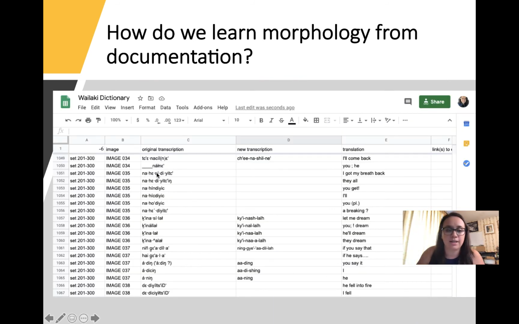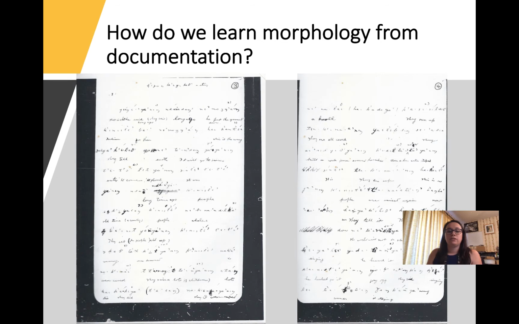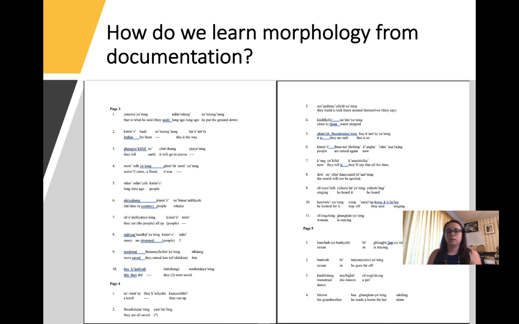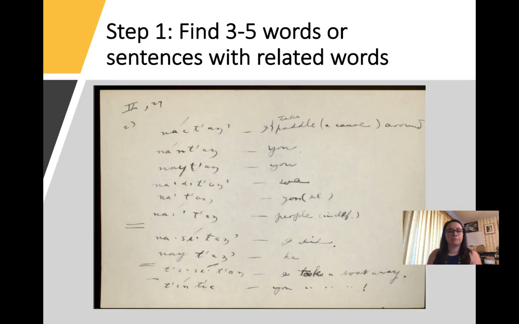Here you can see nahesi diich. I got my breath back from image 35 in the note card set, 201 through 300. There are about 400 note cards that we have to work with. Handwritten texts are really hard to go through, but if you type them up, it's easier to go back and search through the texts and look at the words that you need to look at.